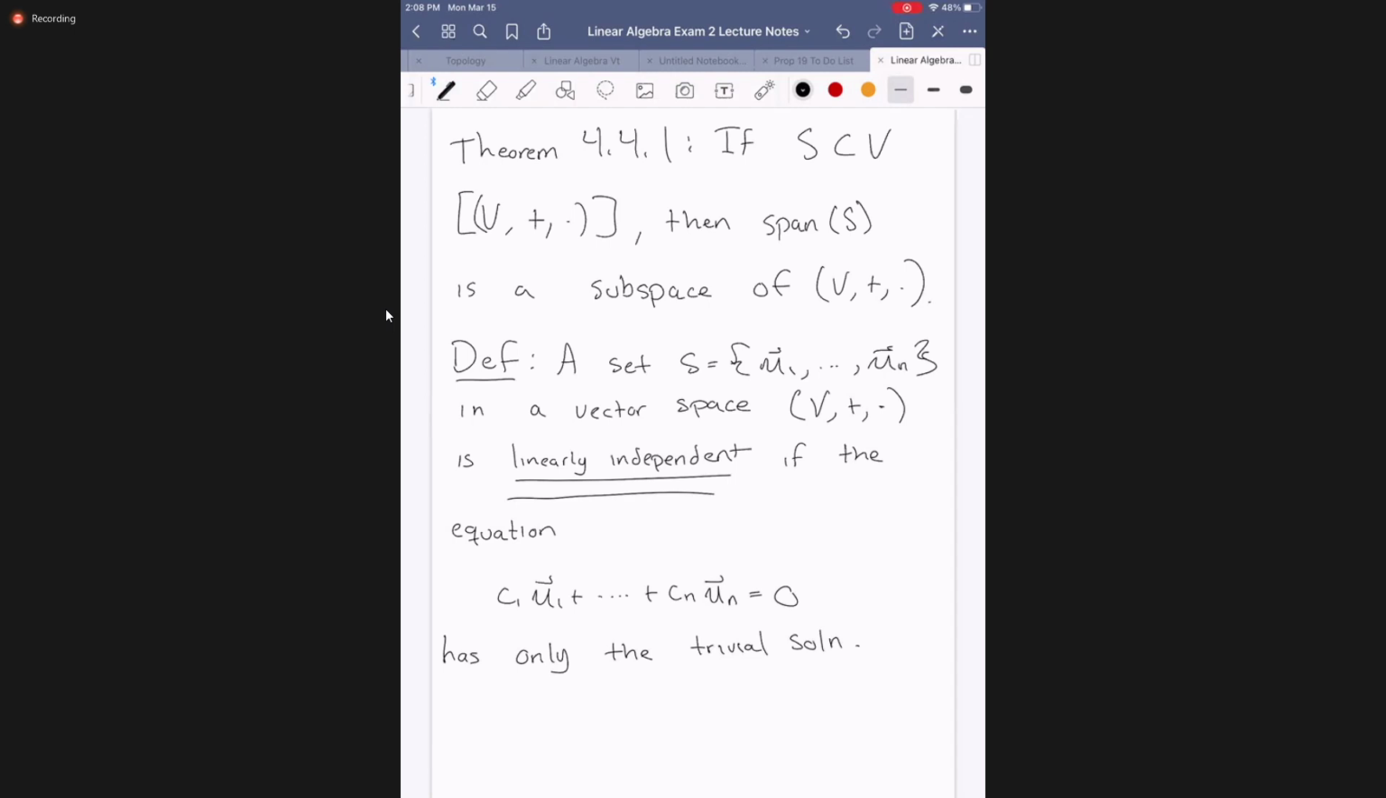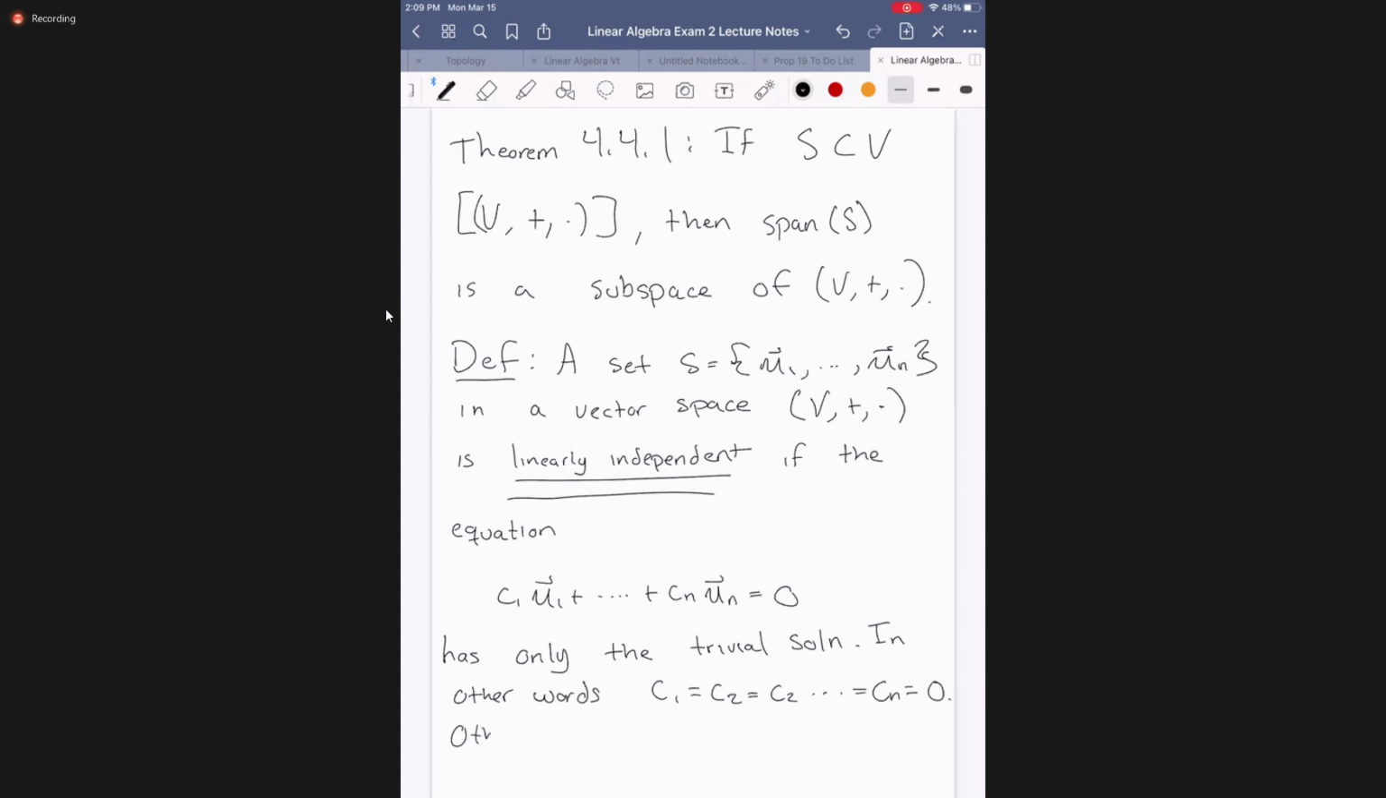Or in other words, c1 has to equal c2, has to equal c3, all the way to cn, and the only solution that will solve this is if every constant is 0. That is the only thing that will solve this vector equation. If this is true, then the set of vectors is called linearly independent, okay? And again, the definition might seem kind of weird, but I'll illustrate what it means, but also what the implications are.